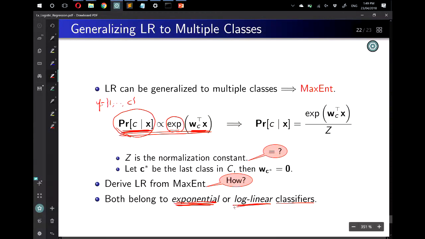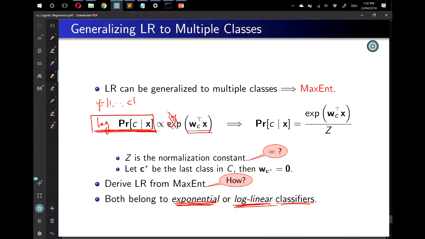Another way to call it is the log linear model: if you take the log on both sides, the log property, the log of the exponential cancels out. So the log of the property we want to calculate is linear in x. That's why it's called the log linear model. It's confusing because the same model gets different names from different angles, but they are the same classifier.